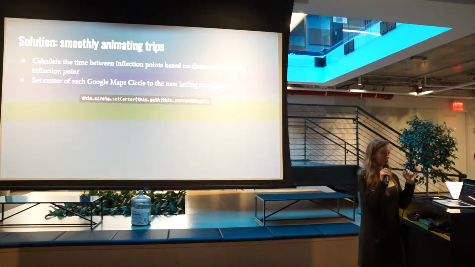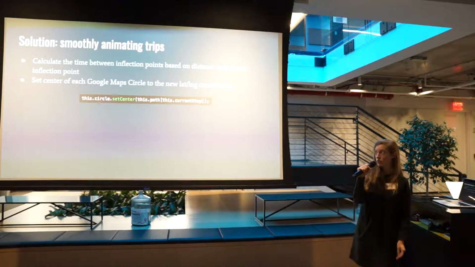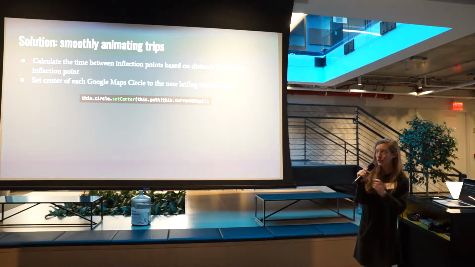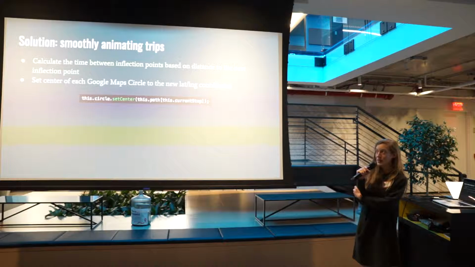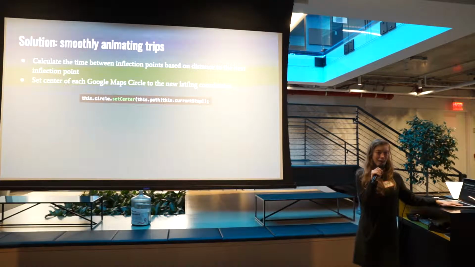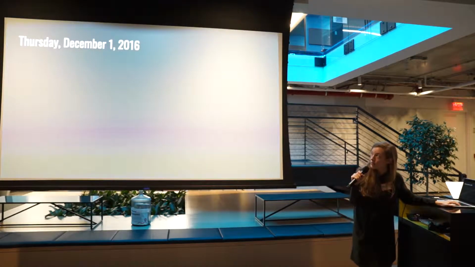In my visualization, you saw all of the little circles, and each one was an individual bike. It's just an instance of a Google Maps circle object, which is native to the Google Maps setup. All I had to do is set the center with the latitude and longitude coordinates. You literally just pass this method called setCenter, and that's all you need to do.